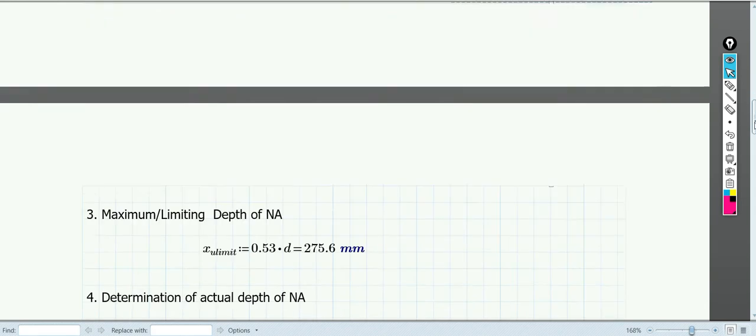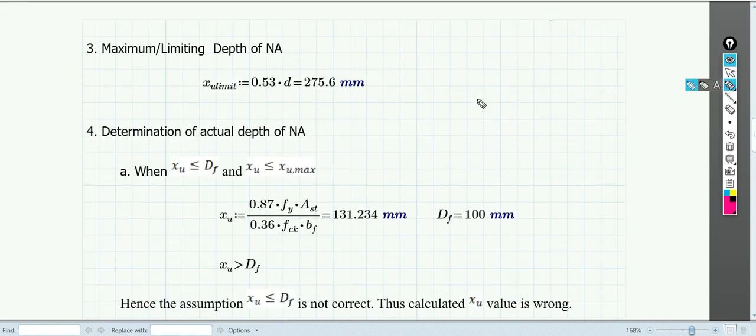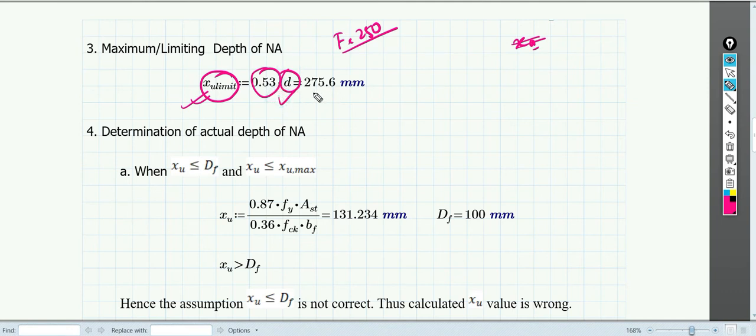Then the next thing is to find out the axial limit. As you have understood, the depth of the neutral axis and axial limits play a very crucial role in analyzing as well as designing a flanged beam. So let's first find out the axial limit, which for Fe 250 grade is 0.53 into d, where d is the effective depth, equal to 275.6 mm. Now let's find out what is the actual depth of the neutral axis.